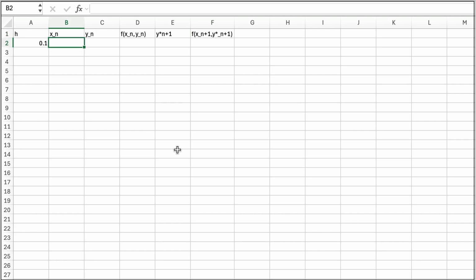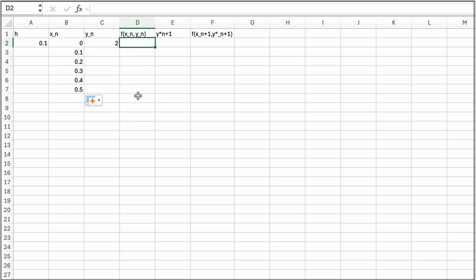Our initial condition told us that when x was 0, y was 2. And then to generate new x values, I'm going to say that our x sub n plus 1 is equal to our previous x sub n plus the step size 0.1. Don't forget absolute referencing. On a Mac, it's Command T. Windows, it's Shift F4. If you've got another system, look up absolute referencing or just type in $ signs. Dragging in that formula gets me all the way down to x equals 0.5.